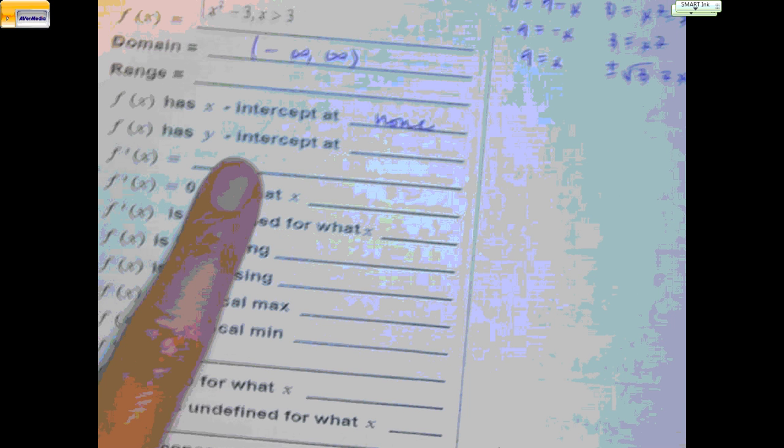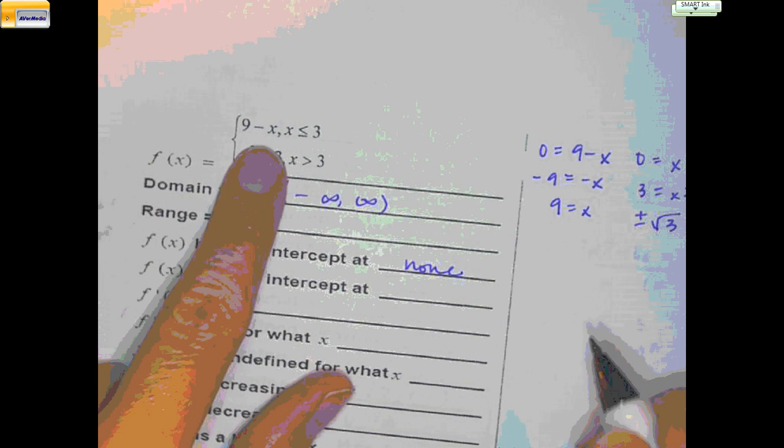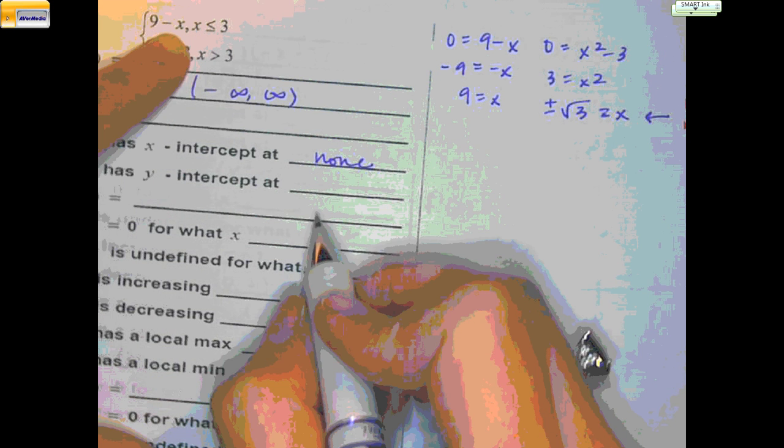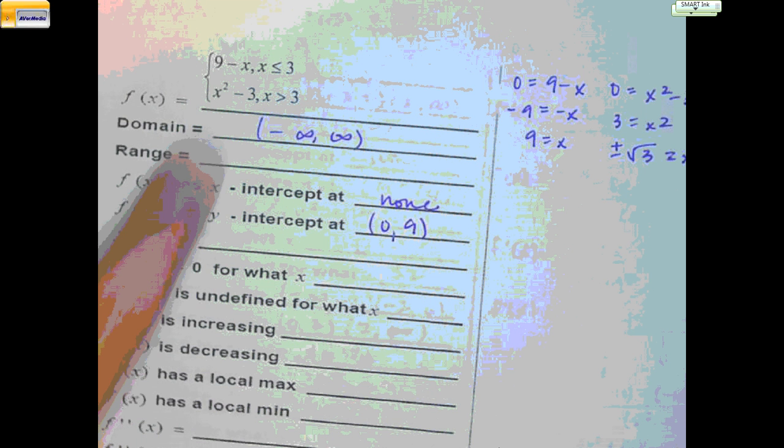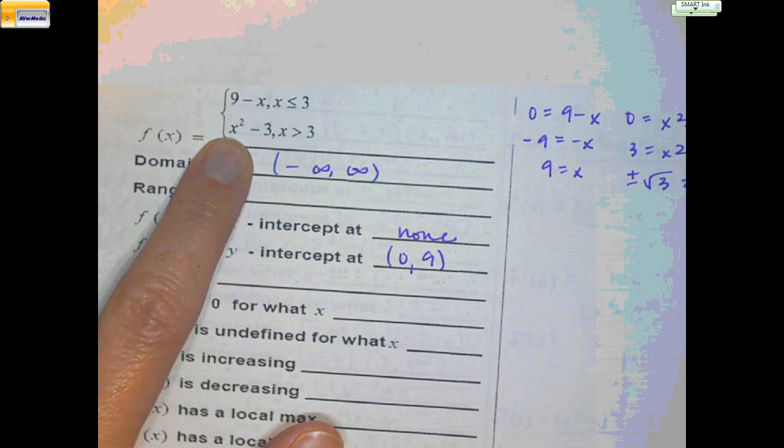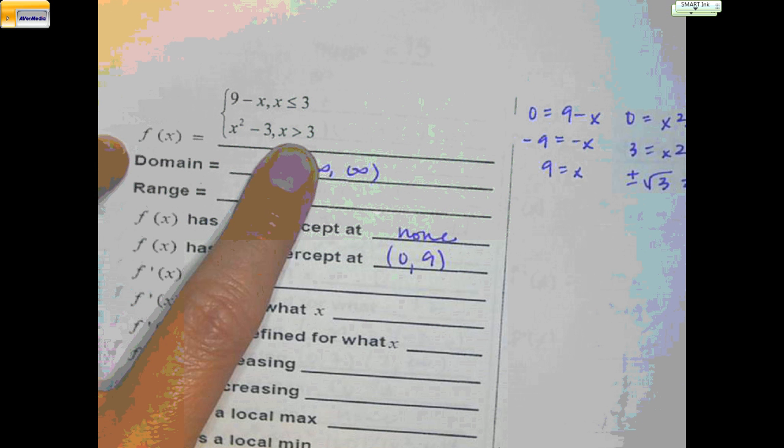Okay? Y-intercept is where x is 0. So if I take a 0 and I plug that in there, what do I get? 9. And why am I stopping there? Why am I not putting 0 into this one? Right, the restrictions. X has to be bigger than 3. So if I plug in a 0, well, 0 is smaller than 3, so it can only go on the top one.